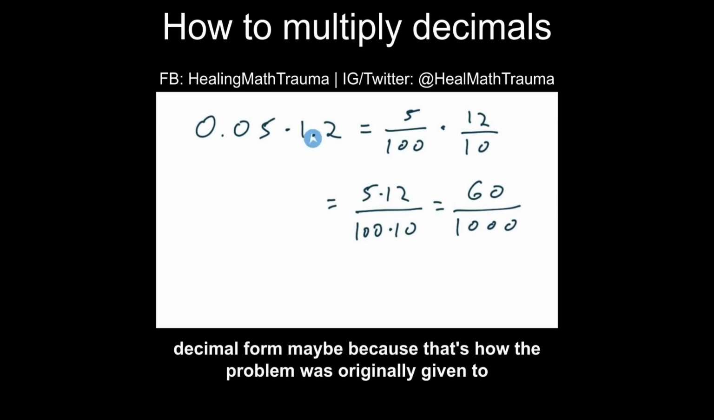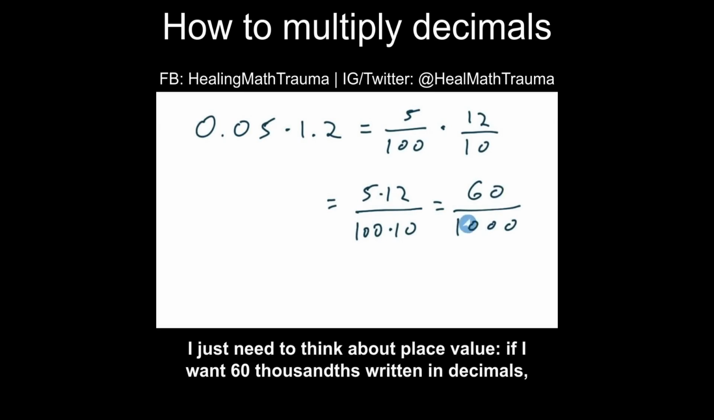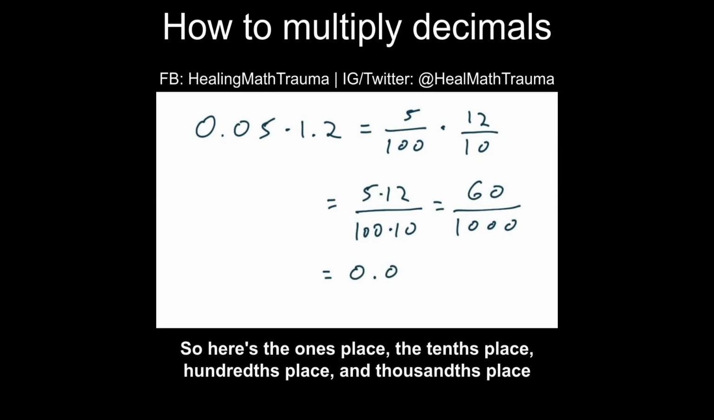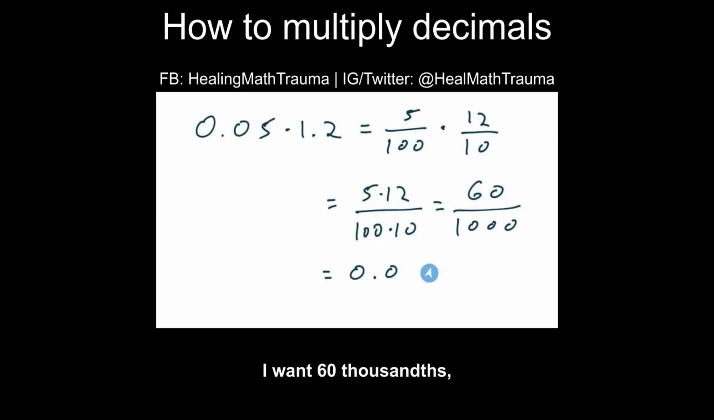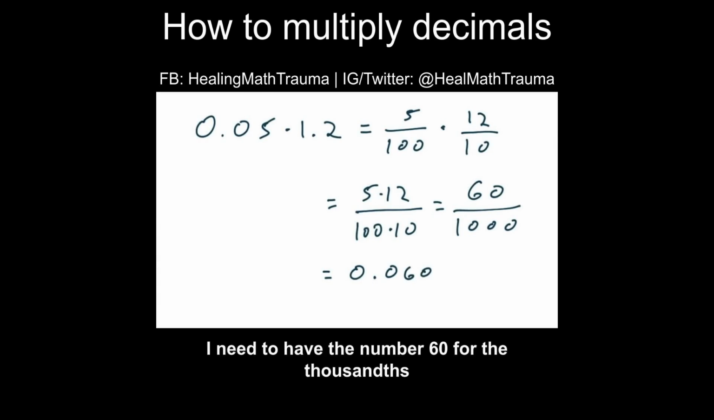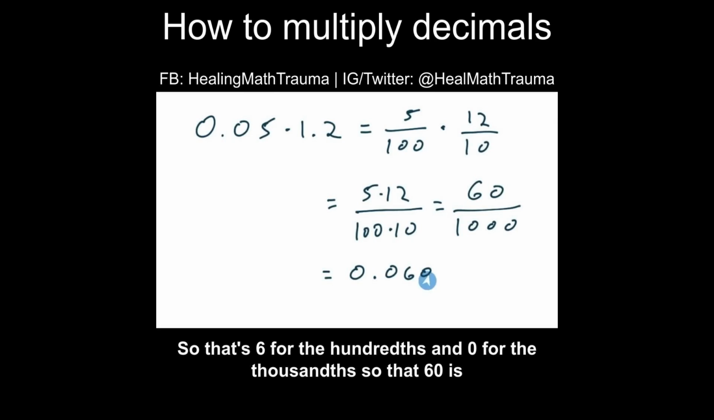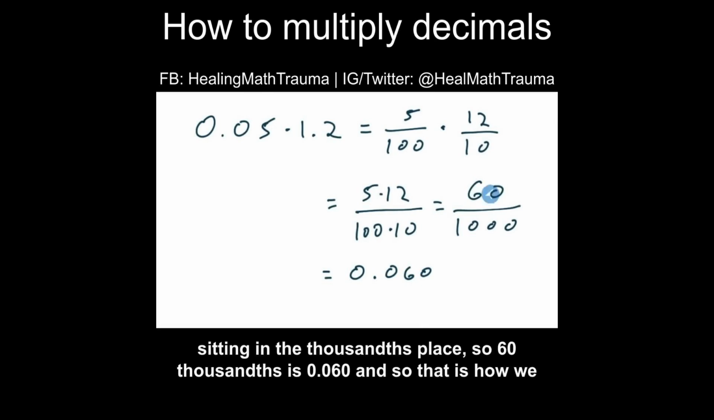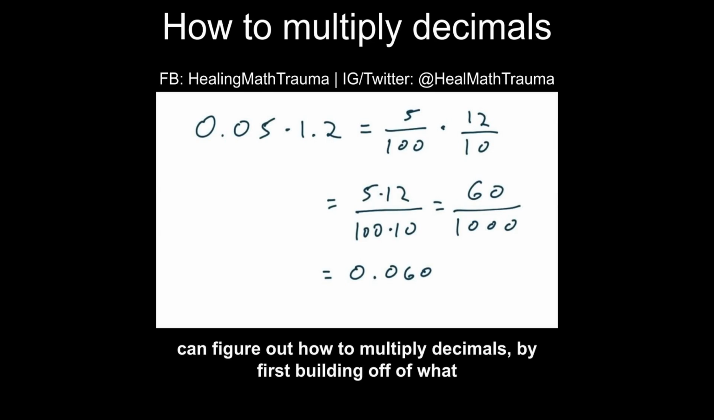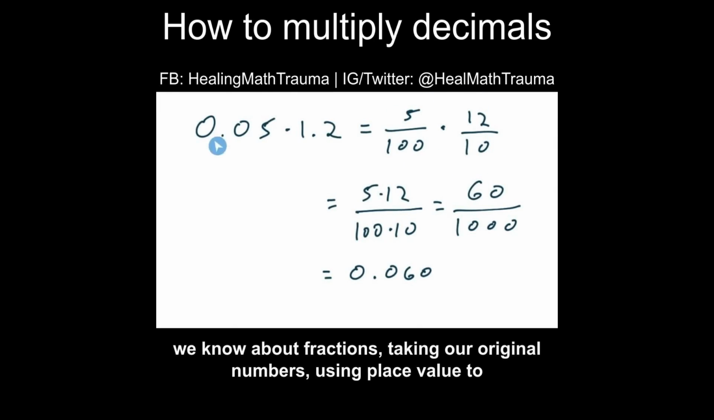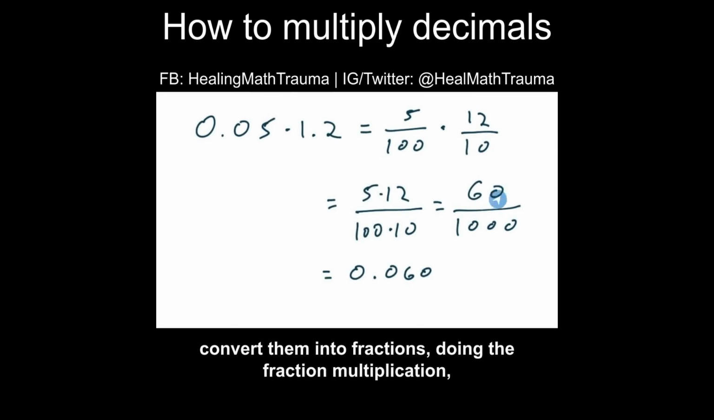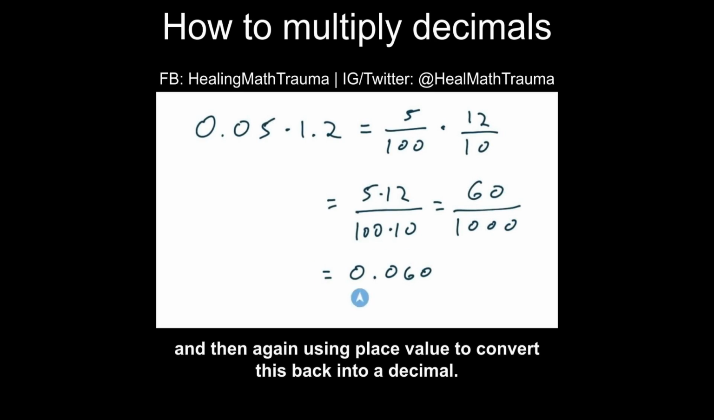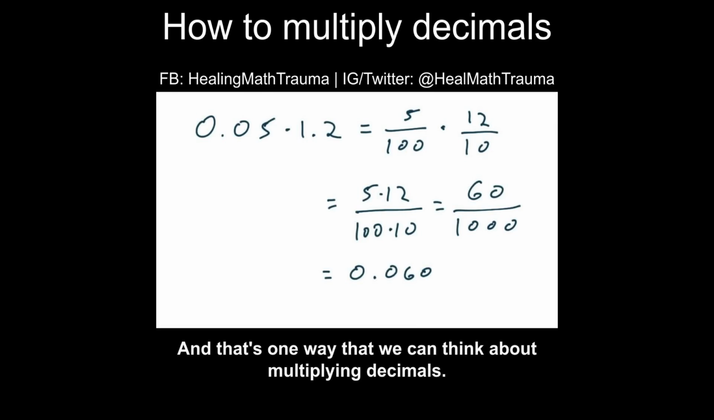And if I want to convert back into decimal form, maybe because that's how the problem was originally given to me, again, I just need to think about place value. If I want 60 thousandths written in decimals, I need to think about what place value that would be. So here's the ones place, the tenths place, hundredths place, and thousandths place. And so if I want 60 thousandths, that's 6 for the hundredths and 0 for the thousandths, so that 60 is sitting in the thousandths place. So 60 thousandths is 0.060. And so that is how we can figure out how to multiply decimals by first building off of what we know about fractions, taking our original numbers, using place value to convert them into fractions, doing the fraction multiplication, and then again using place value to convert this back into a decimal. And that's one way that we can think about multiplying decimals.